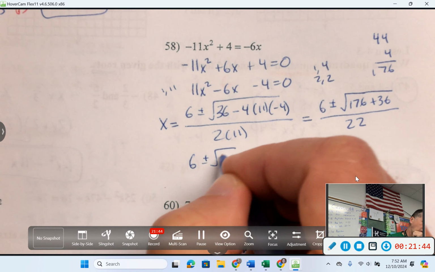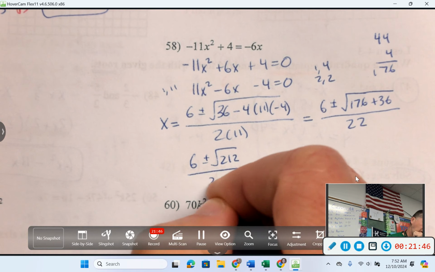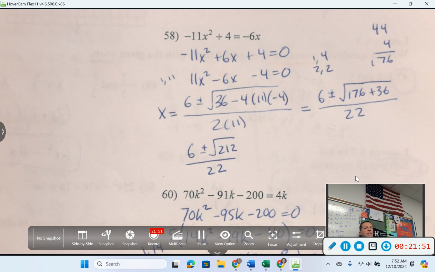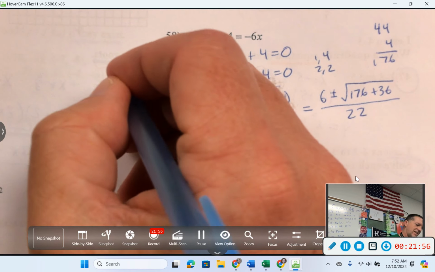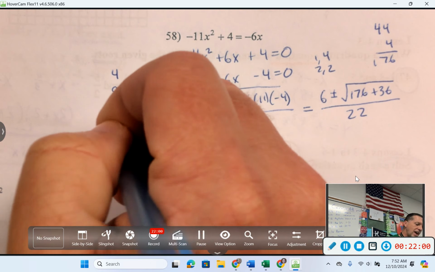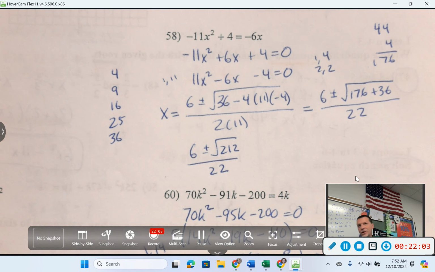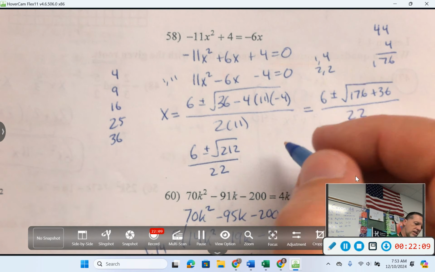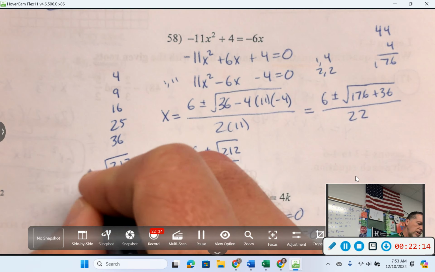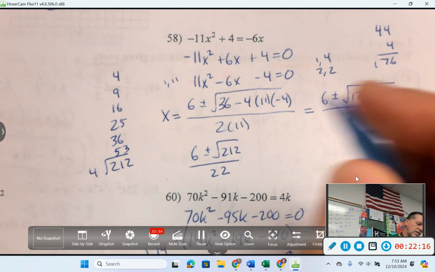6 plus or minus root 212 divided by 22. Well, I think 212 definitely has a perfect square factor. Definitely 4 at least. So let's do the 4 first, and then if we can do more, we'll do more. Wouldn't it be 53? And 53 doesn't simplify. Is it 53? It is 53. And 53 does not simplify.